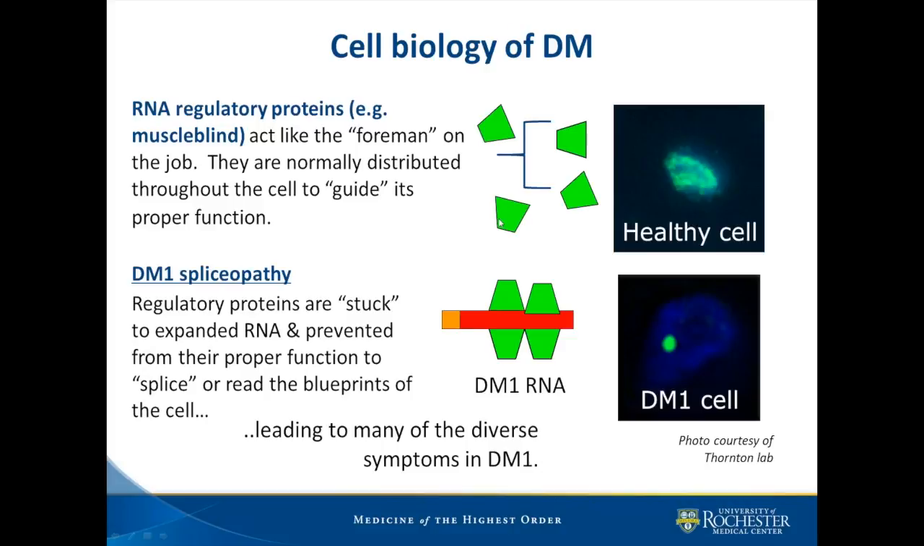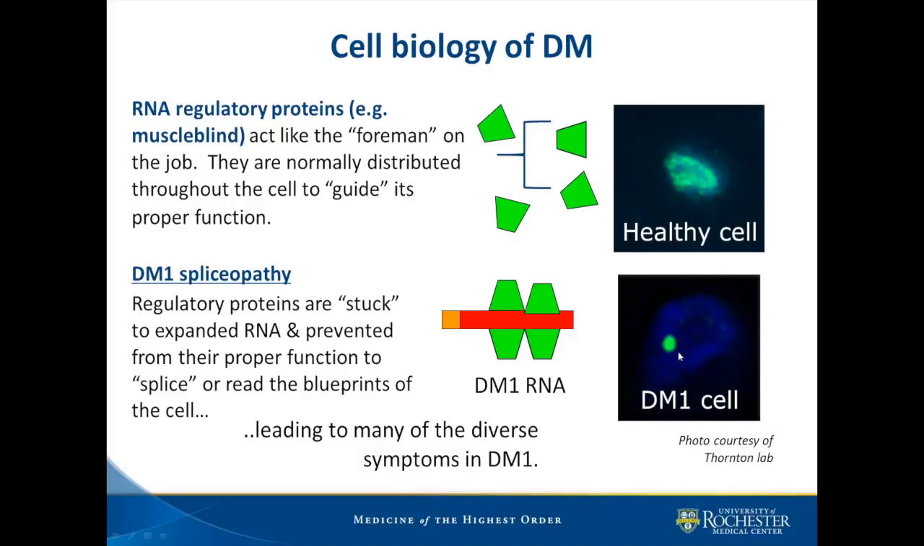Ordinarily, they're out, as shown by these little green blocks, and they are free to regulate and function and tell the cell, the nucleus, make this kind of protein, make this kind of protein. Now, they need to be out, free and able to do their job. If you look at a healthy cell, this is actually a nucleus that's been stained so you can see all of this muscleblind, this regulatory protein.